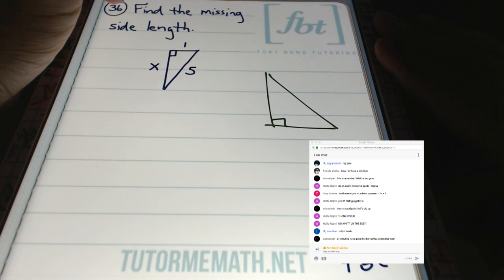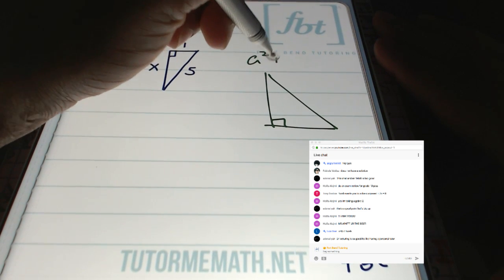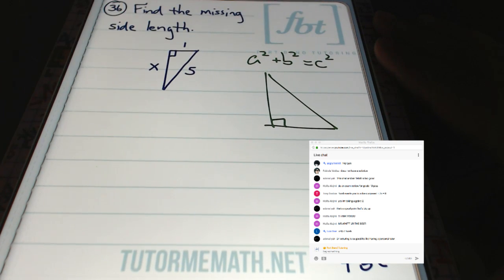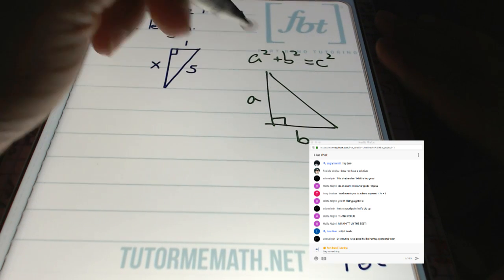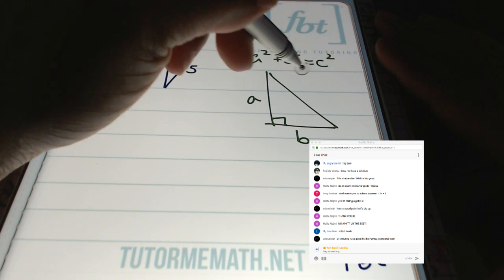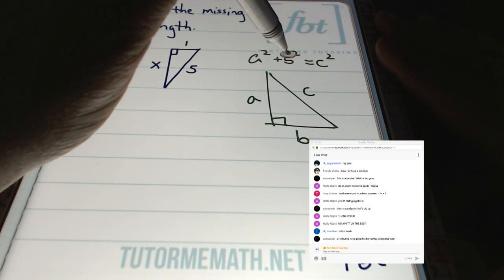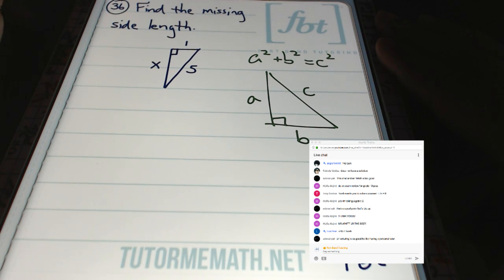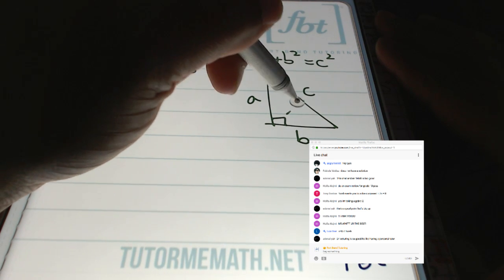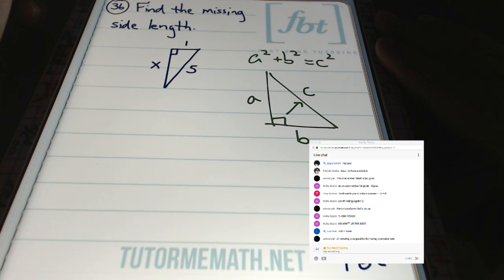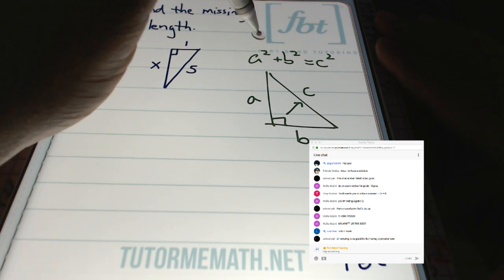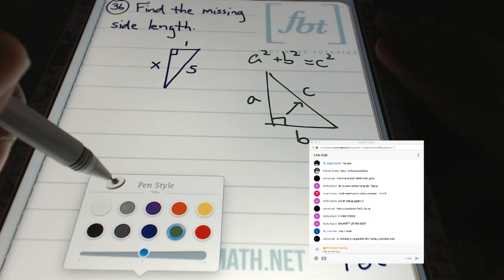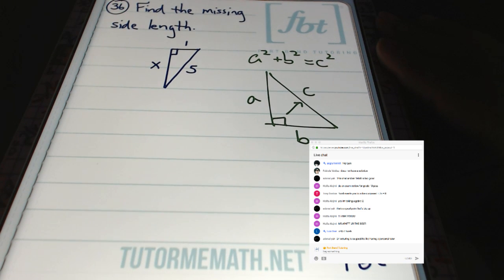The Pythagorean theorem is a squared plus b squared equals c squared when the legs of your right triangle are named a and b, and the longest side, the hypotenuse, is called c. The hypotenuse, that c value, will always be opposite the 90-degree angle every single time. And so when you have this scenario, you can use the Pythagorean theorem as we have it in this problem, and we can use that to solve for our missing side. So the c value, in this case the hypotenuse, is our 5 in problem number 36.